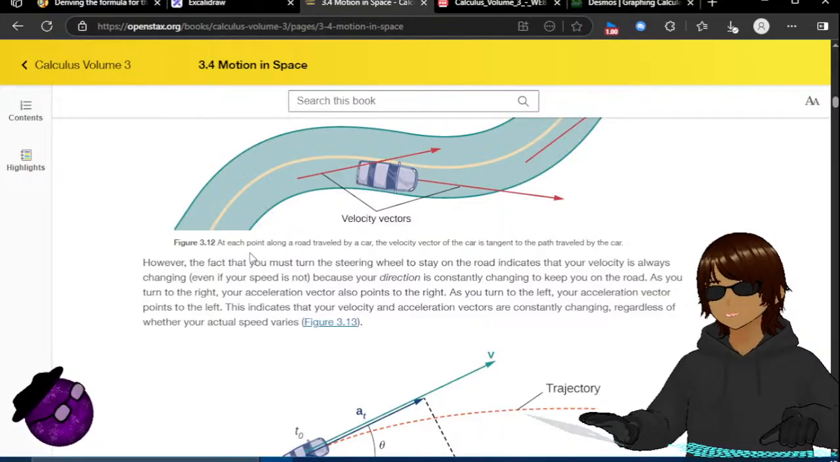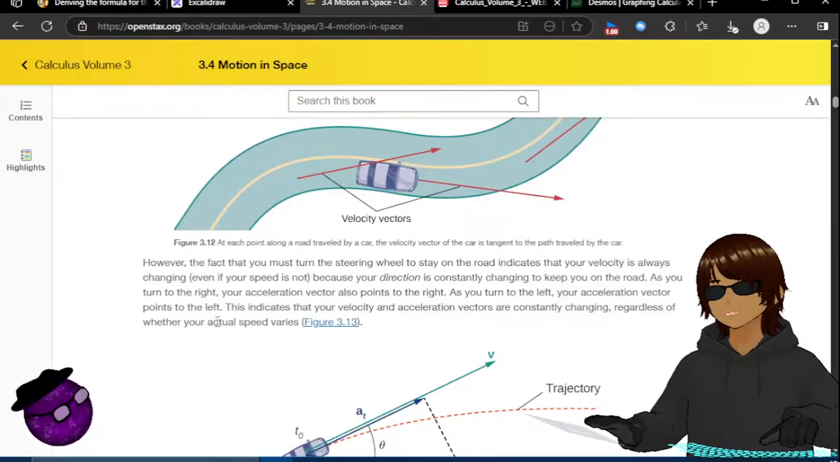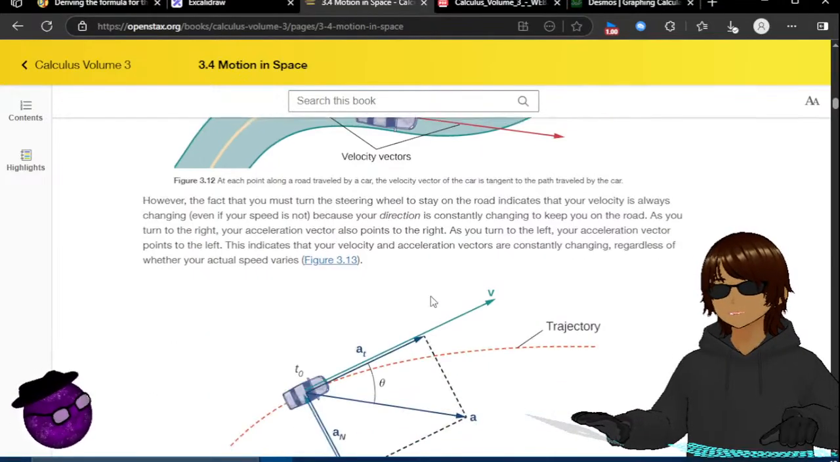However, the fact that you must turn the steering wheel to stay on the road indicates that your velocity is always changing, even if your speed is not, because your direction is constantly changing to keep you on the road as you turn to the right. Your acceleration vector also points to the right.